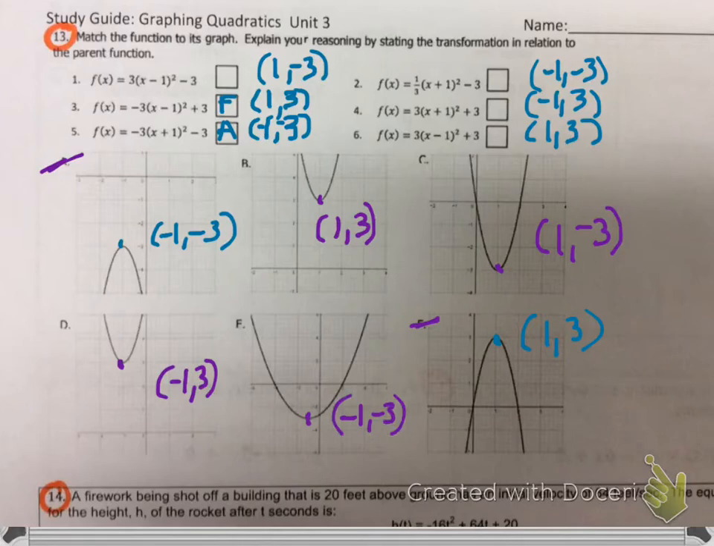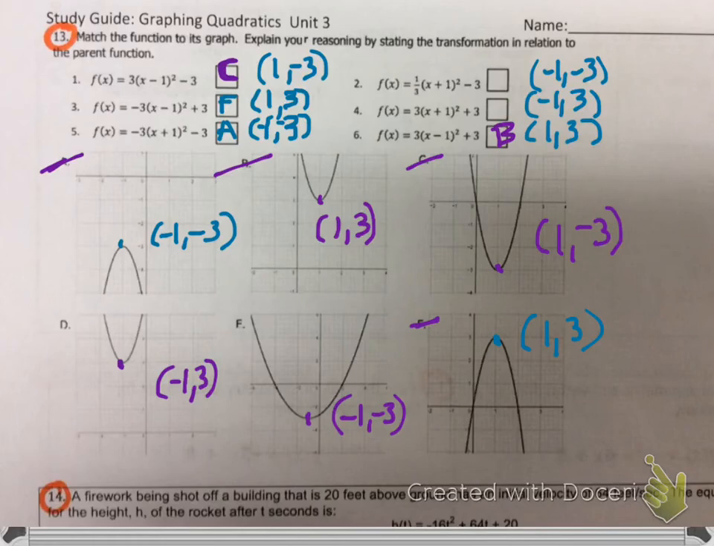Alright. So if I start with picture B, 1, 3 is the vertex. There's only one choice left with a vertex of 1, 3, and that would be answer choice 6. So this is B. So that's gone. If I look at picture C, the vertex is 1, -3, and there's only one choice, answer number 1. So answer number 1 is C.